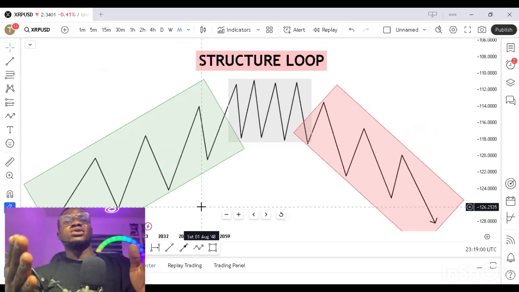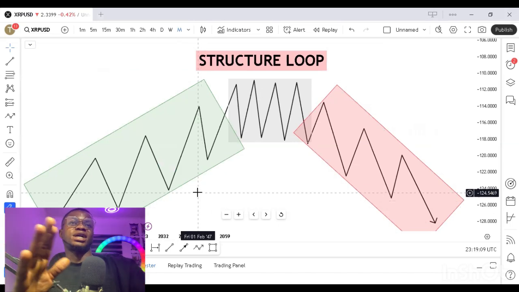So one thing I want you to understand is that the market does two things: buys and sells. Okay, buys and what? Sells. That's what you should be focused on.